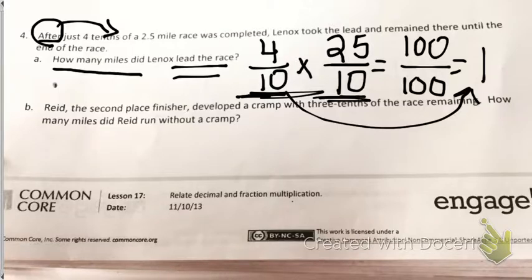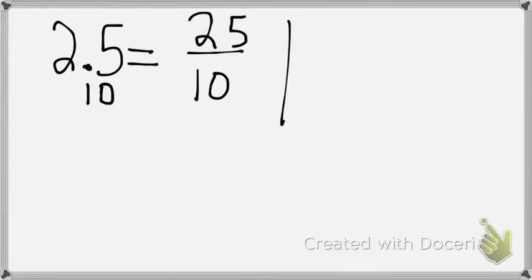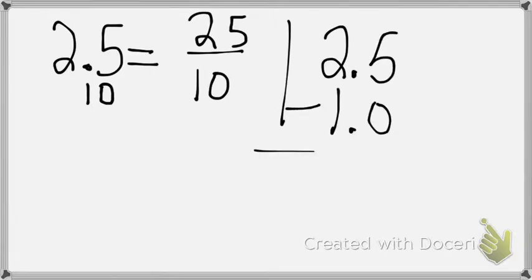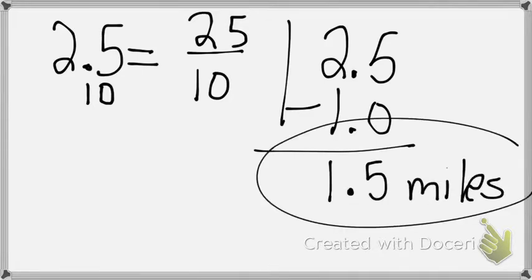So if I start with 2 5/10 miles, how do I find out how many is left over after just 1 mile? What am I going to do with that 1 mile? I'm going to get rid of that 1 mile. I'm going to take 2 5/10 and I'm going to subtract 1 mile. What is 2 5/10 minus 1? 1.5. 1 5/10 miles. That is the answer to letter A.